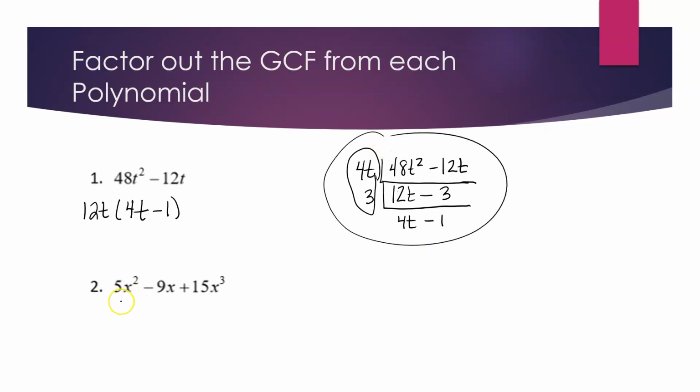If you look at number 2, what do all of these have in common? You cannot pull out 5 because 5 does not go into negative 9. If you look at the x's, the variables, the highest that you can possibly put into all of them is 1. So I'm going to put x on the outside. 5x squared divided by x is 5x. Negative 9x divided by x is negative 9. 15x cubed divided by x is 15x squared. If you remultiply this, you should end up where you started. So it's going backwards from multiplication.